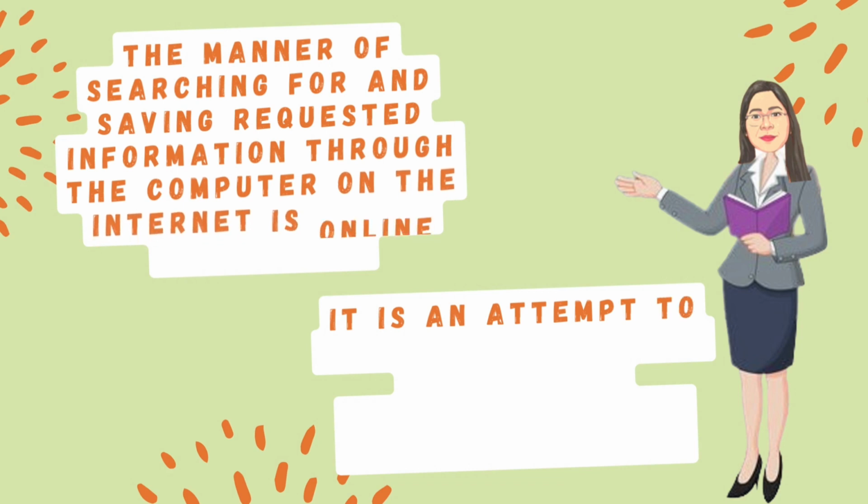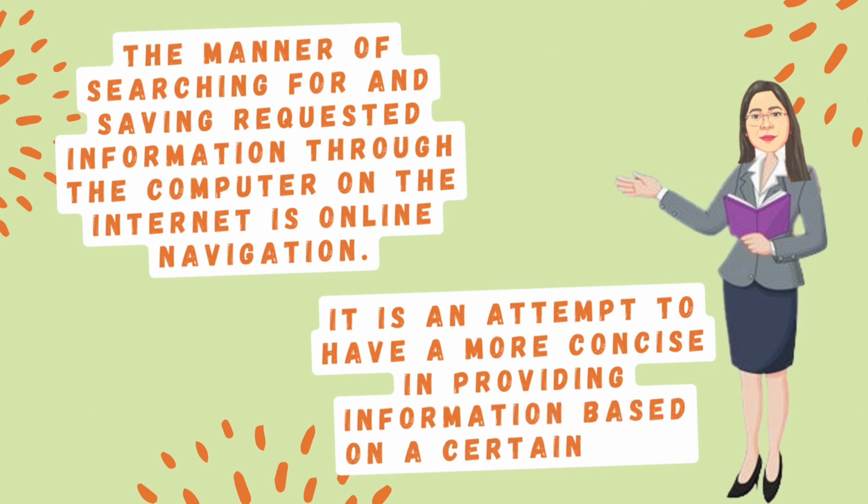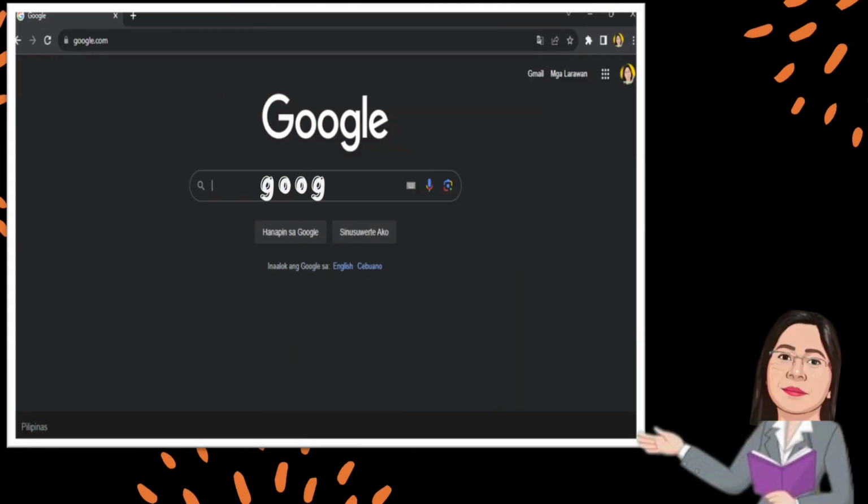Okay, let's start. The manner of searching for and saving requested information through the computer on the internet is what we call online navigation. It is an attempt to be more concise in providing information based on a certain word. Years ago, the traditional way of obtaining certain information was through books, which is very different from the online search on the internet. Now let's try to navigate around the internet and search for words describing the following.